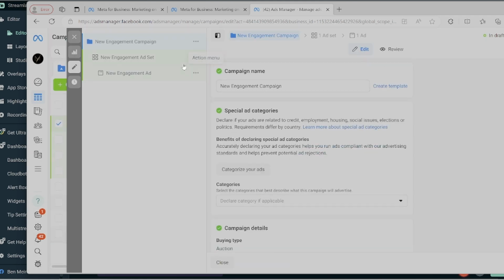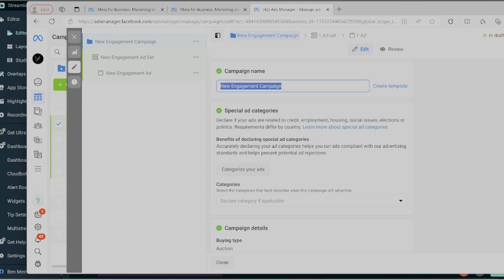Okay, so now that we have loaded up the campaign, if you look in the top left, you're going to see three tabs. So from top to bottom, what these represent are at the very top, your campaign level. In the middle, you have your ad set, which is where you control all of the targeting for your ads. And then you have your ad or ads at the very bottom. So you could have more than one ad in an ad set. You could only have one if you wanted.